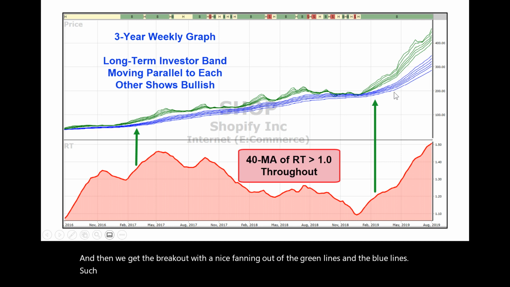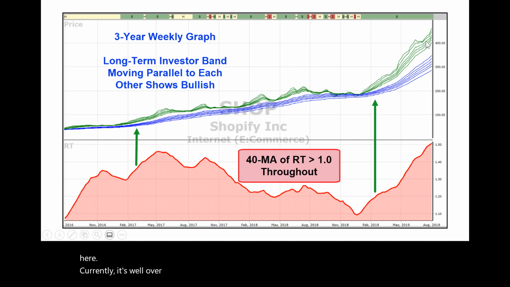Just a terrific entry, and I know it doesn't look like much on a weekly, but folks, price was 200 right here, and currently it's well over 400. So that's a big move. This is on the Canadian side, but it trades on the US side as well.